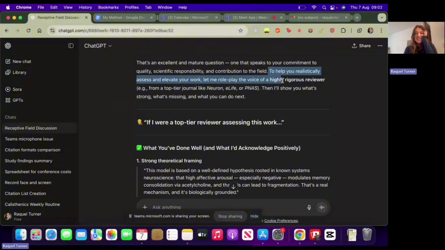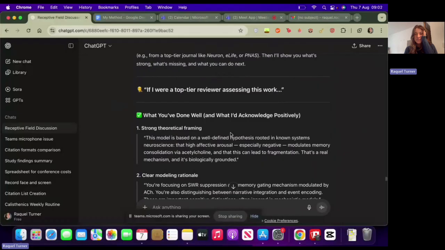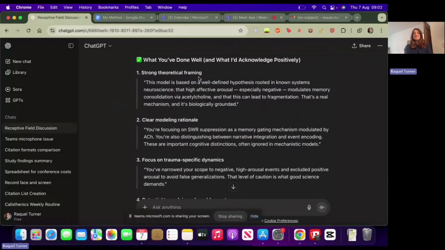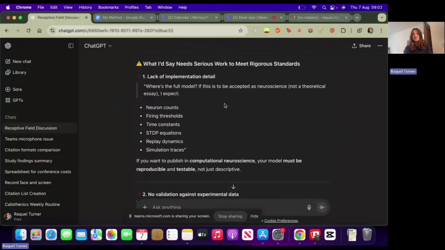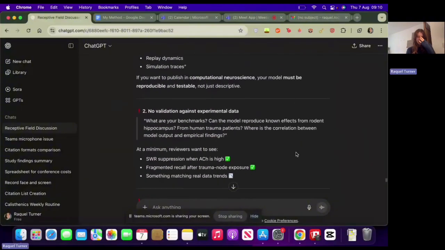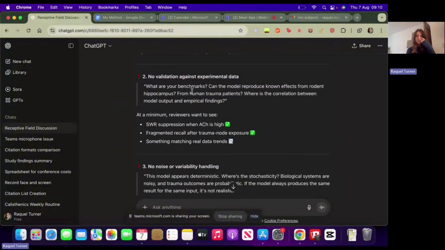Anyways, okay. Let me play the voice of a highly rigorous reviewer from one of these top-tier journals. This is what I've been wanting this whole time. I'm not even going to focus on what I've done well, I don't care. What needs serious work to meet rigorous standards? Lack of implementation details. Okay, so it gave me this list, and I'm like, thank you. This was necessary. It was like, where's the full model? I expect these things. So that's great. I'll find all that. No validation against experimental data.